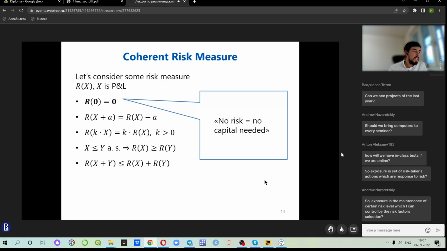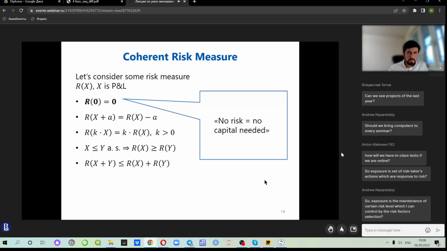All right, and let's consider some properties that make a particular measure meaningful and practical. In the literature, you may find the definition of a coherent risk measure, which represents a meaningful and practical measure. So here we have 5 properties, and we're going to go through them one by one.